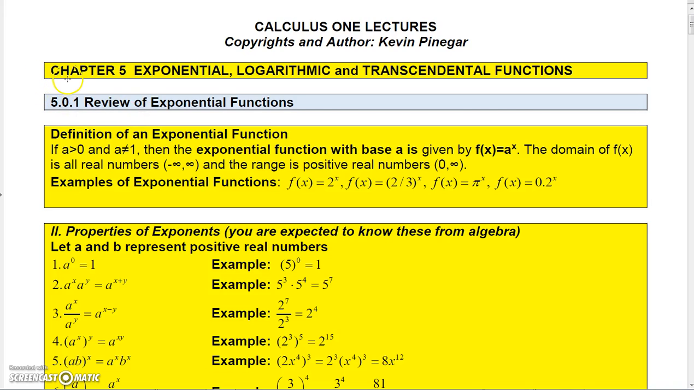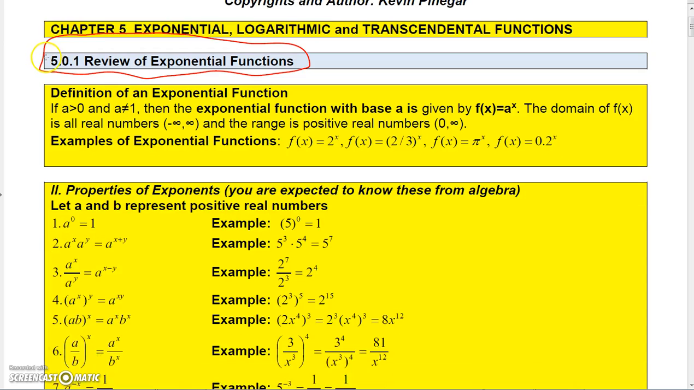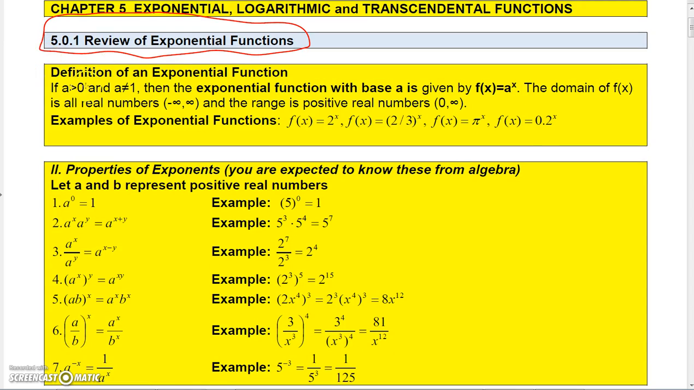Okay, in this chapter we're going to talk about exponential, logarithmic, and transcendental functions. And so here I'm just going to give you a quick review about exponential functions. First of all, an exponential function is defined where a is greater than 0 but not equal to 1.